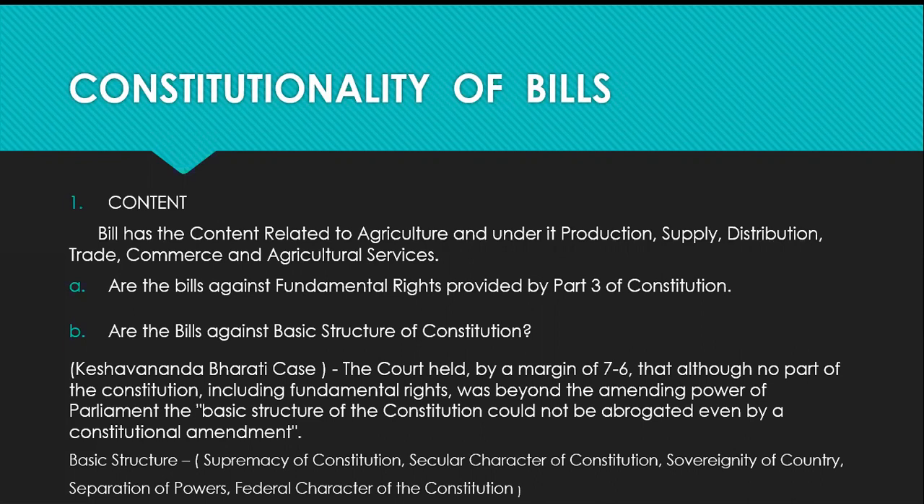Now, for checking the content of any bill, we have to check in two parts. The first part is to check whether the bill passed is against the fundamental rights, which are provided in Part 3 of the constitution, or secondly, whether the bill passed is against the basic structure of the constitution or not. It's very clear that the bill is not against the fundamental rights, because the bill only has content regarding agriculture and its production, supply, distribution, trade, and commerce.